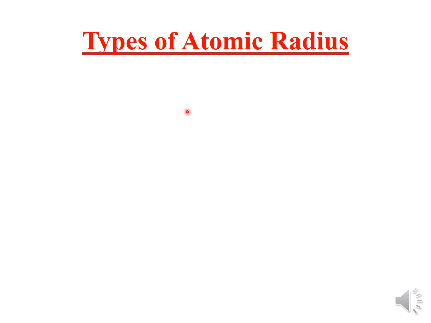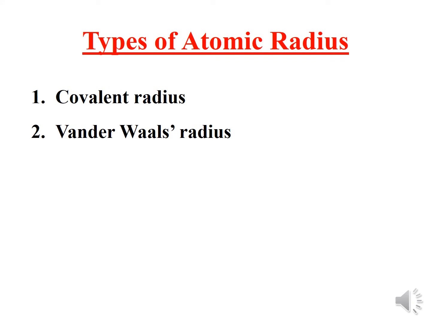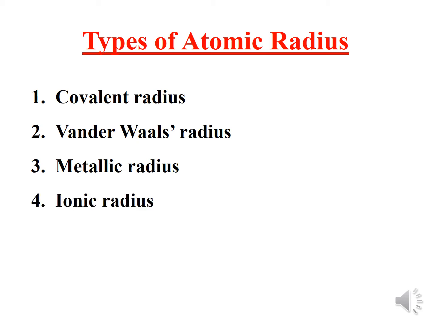There are different types of atomic radius on the basis of different bonds. First is covalent radius, which is in the case of covalently bonded atoms. Next is van der Waals radius. Next is metallic radius, which is in the elements where there is a metallic bond. Next is ionic radius. We will discuss these radii one by one.